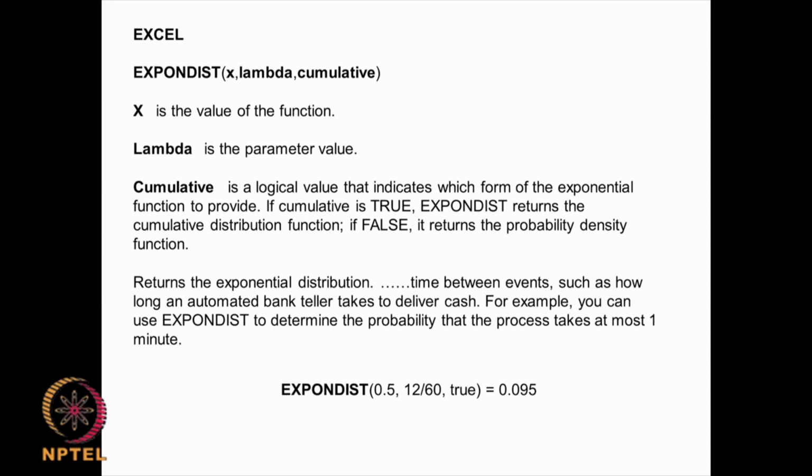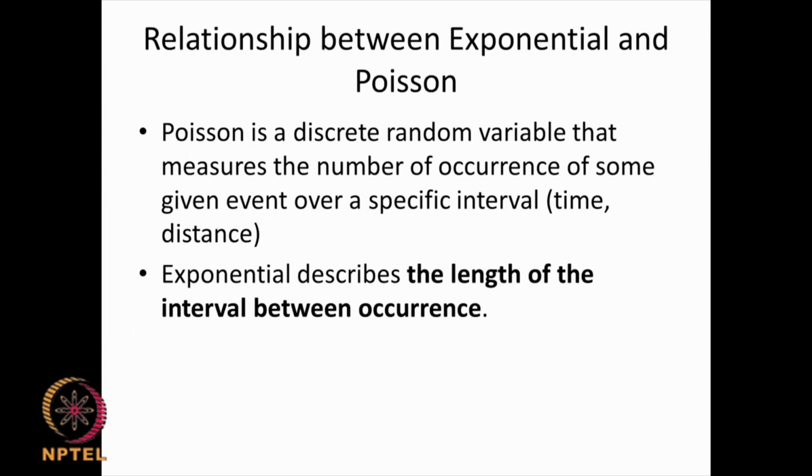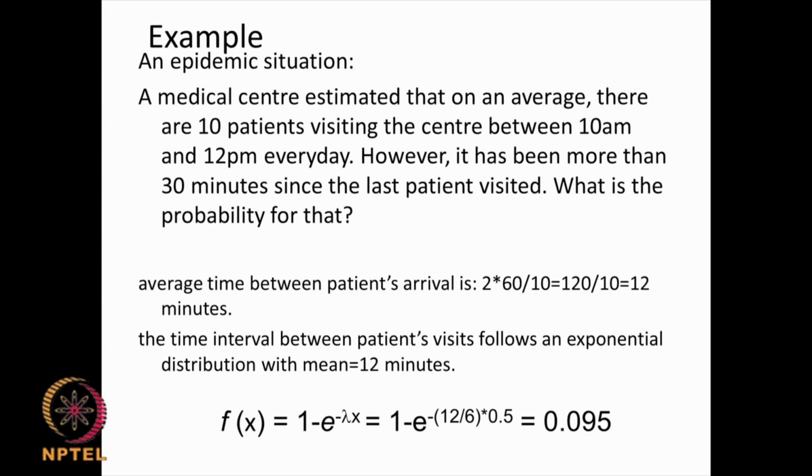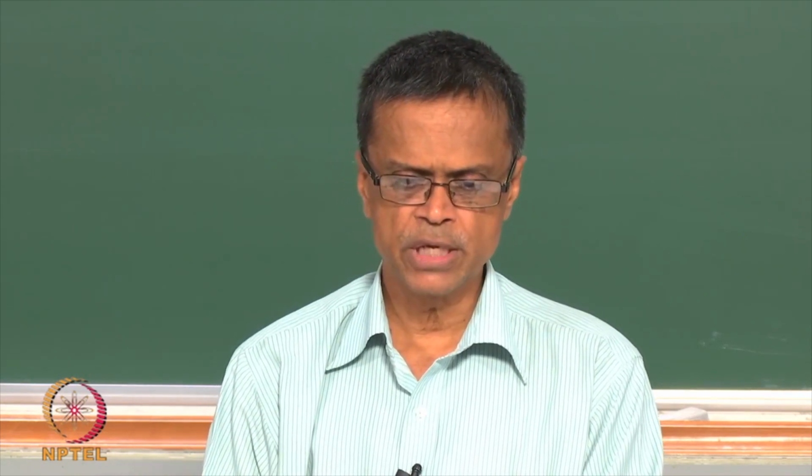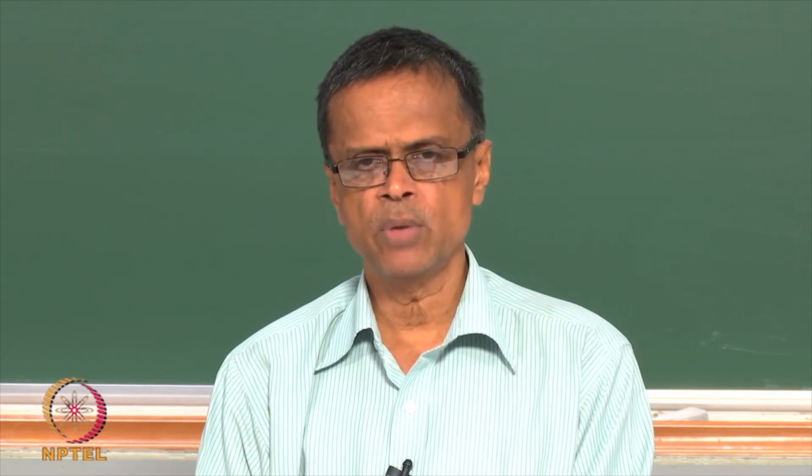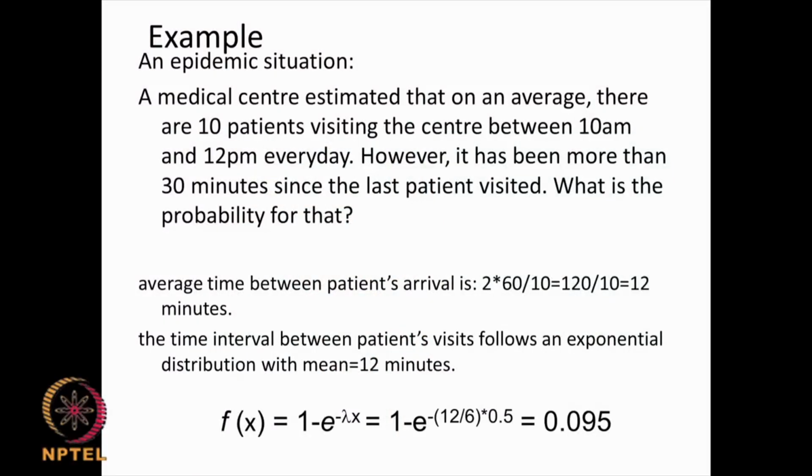Okay. So, let us look at one simple problem. An epidemic is happening. When there is an epidemic, you will have patients coming regularly to clinics. Their time of arrival could be modeled using an exponential distribution function. A medical center estimated that on average 10 patients visit the center between 10 a.m. and 12 p.m. Okay, in those 2 hours 10 patients come in. However, it has been more than 30 minutes since the last patient visited. What is the probability for that?